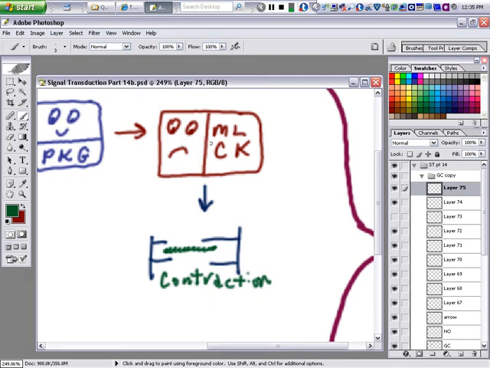Now, if myosin light chain kinase is activated, then it's going to phosphorylate these proteins here. And when these proteins are phosphorylated, that's going to lead to contraction. I'm just going to put one big phosphate. When they are phosphorylated, then that turns this protein on and we get contraction.